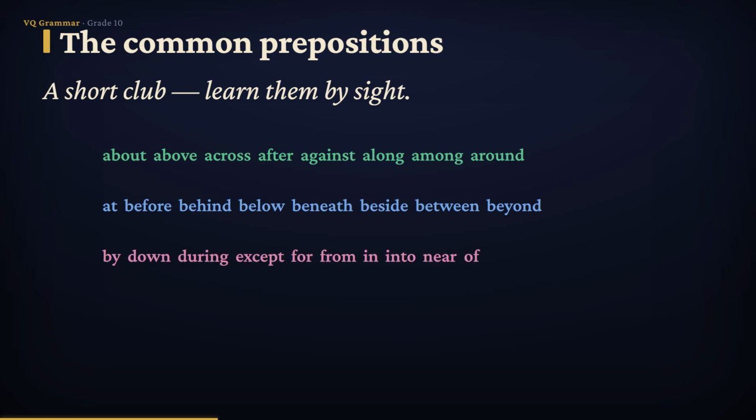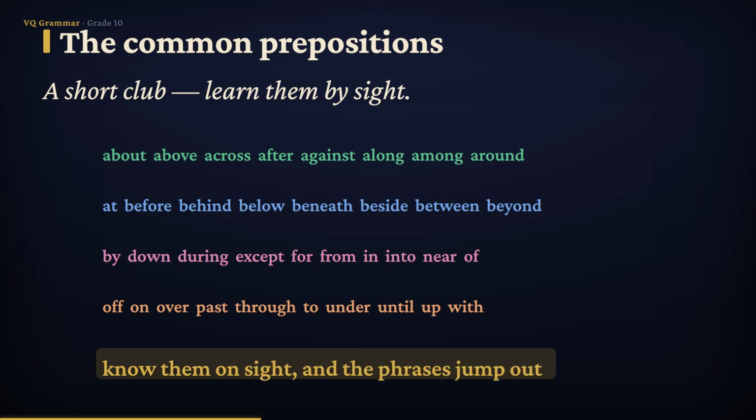Keep going. By, down, during, except, for, from, in, into, near, of. And finally, off, on, over, past, through, to, under, until, up, with. That is most of the ones you will ever meet in a sentence. You don't have to recite the list from memory, but the more of these you recognize instantly, the faster the phrases jump off the page at you.